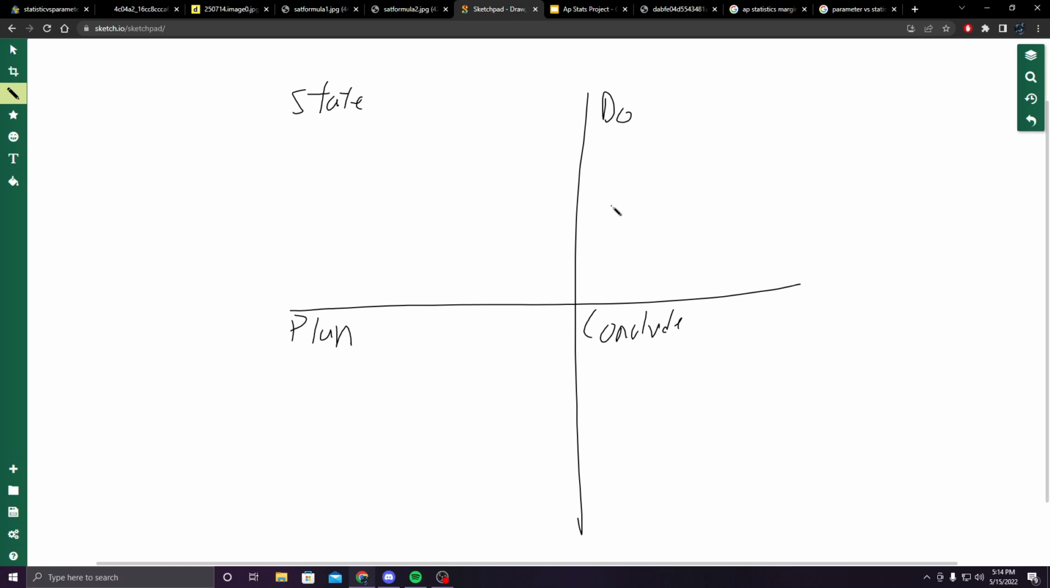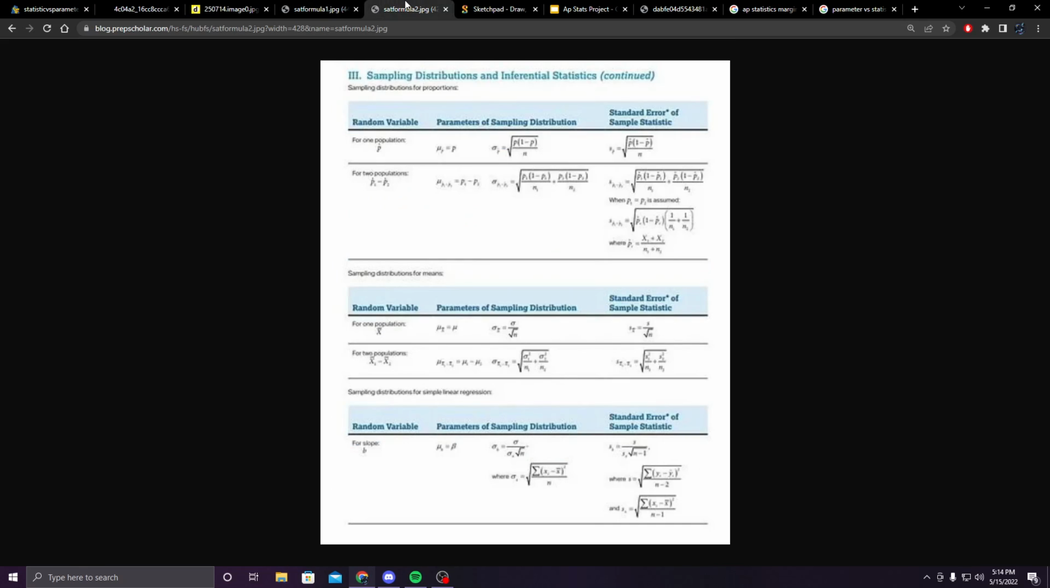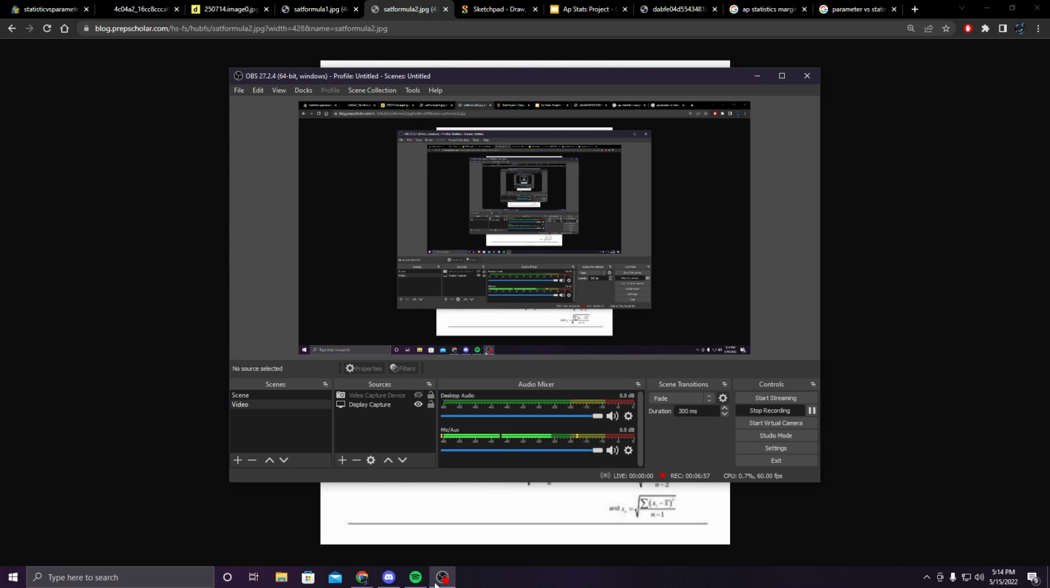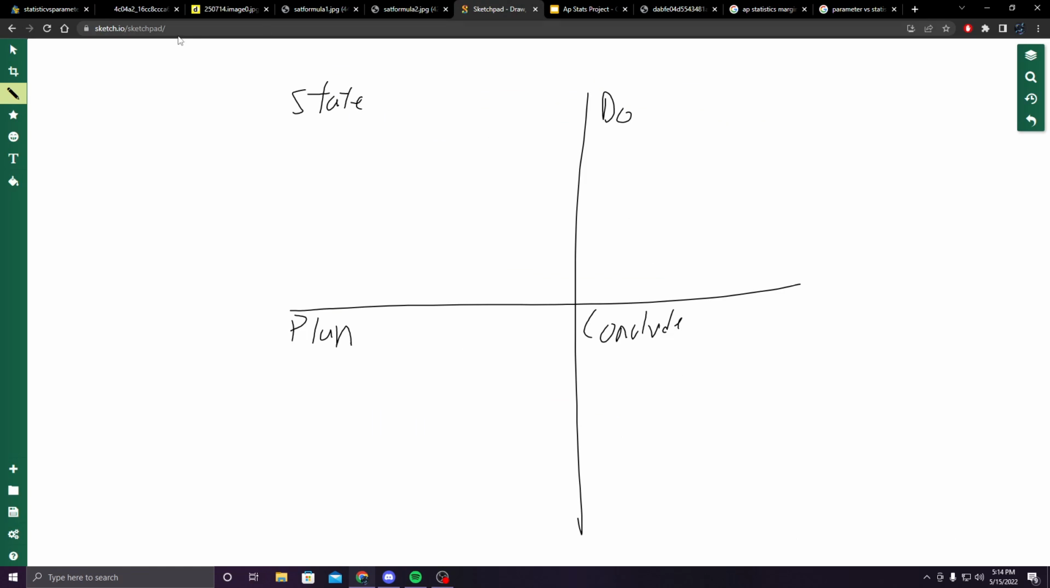Now, during the exam, you're not really going to get the equations for it, but they do give you these 2 sheets, which will provide you with enough information so that you will be able to do the z-test. So let's do a z-test real quick.